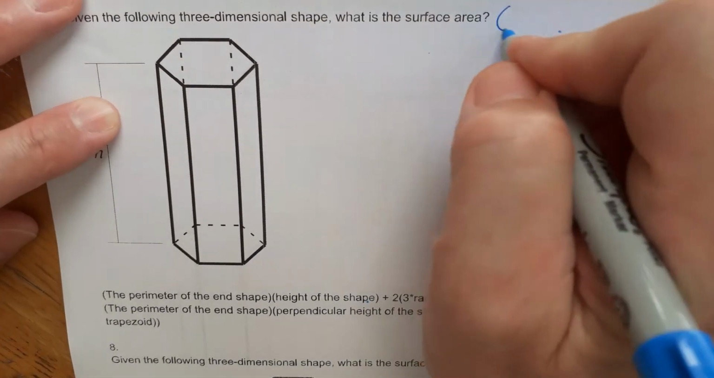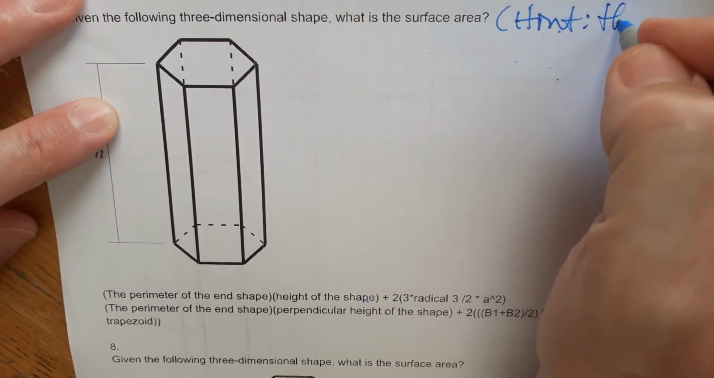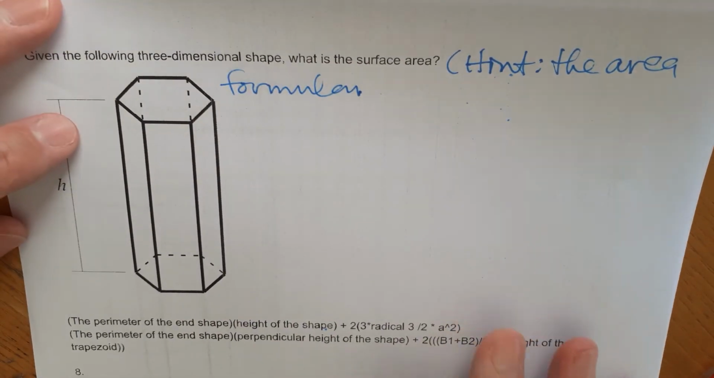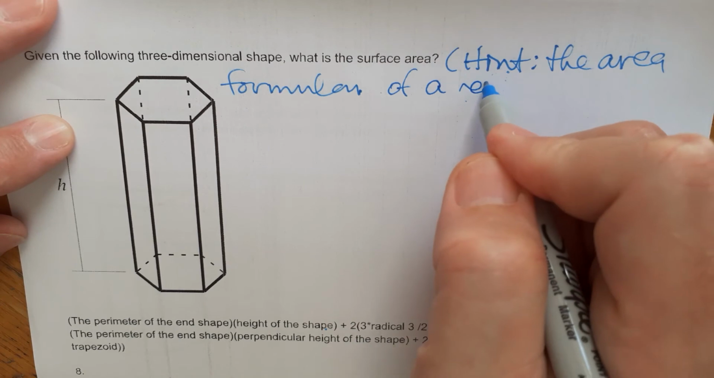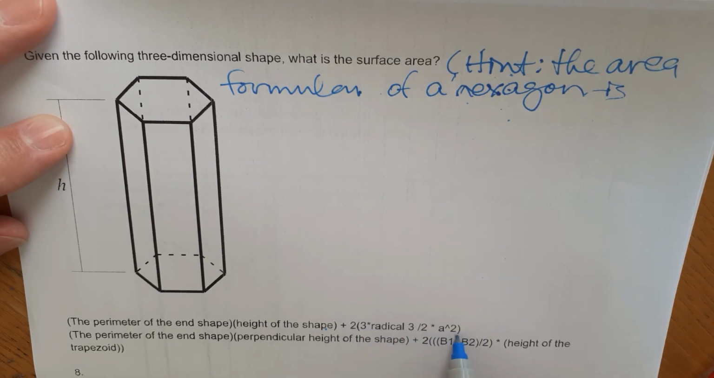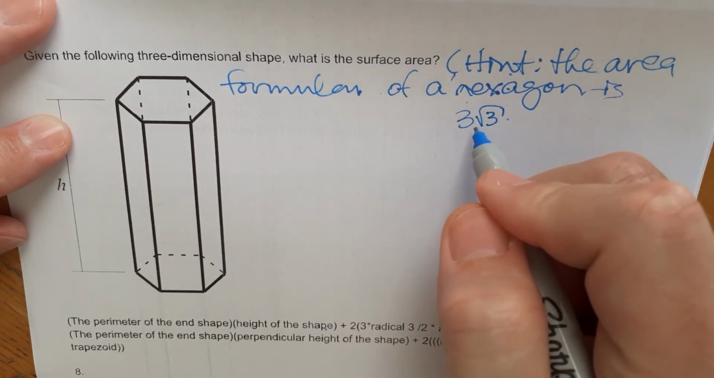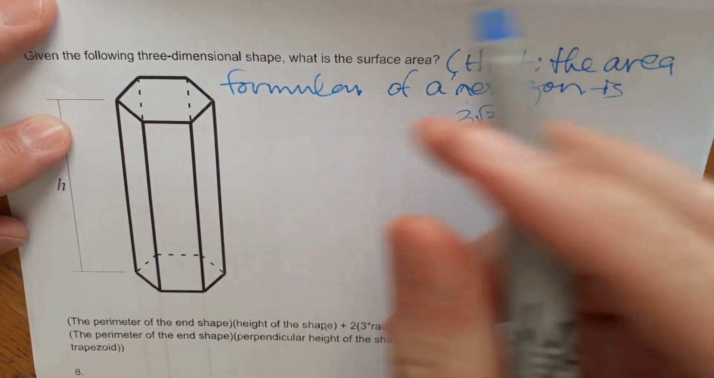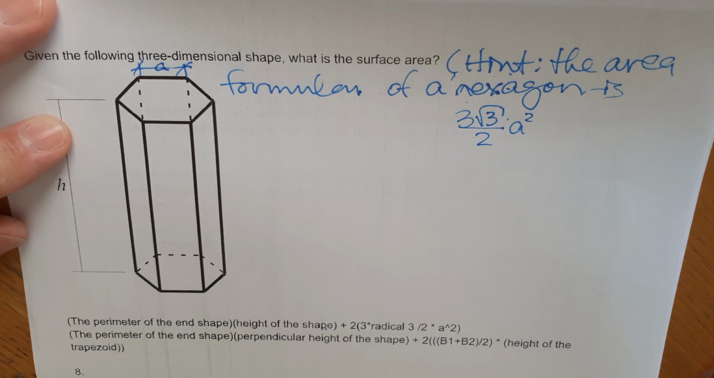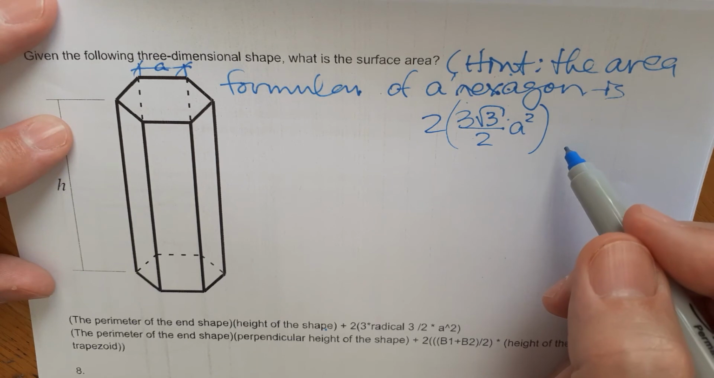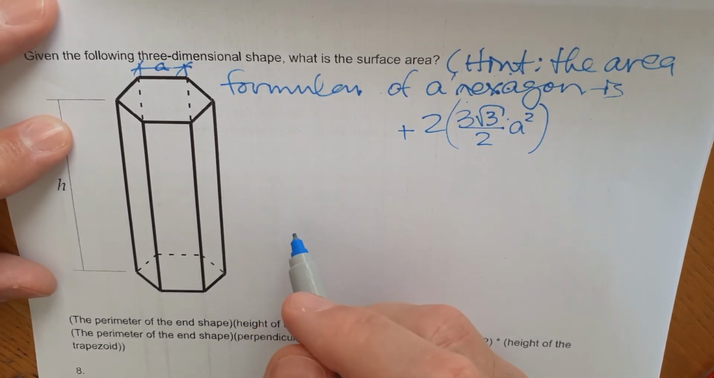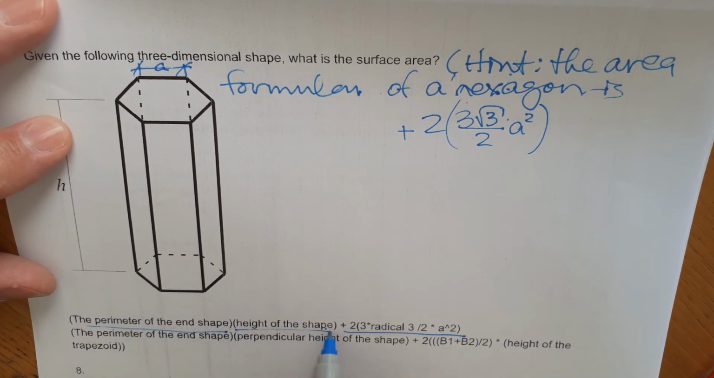So I think they should have spelled out here, given us a hint. Hint, the area formula of a hexagon is, it's this down here. It's 3 radical 3 over 2 times a squared, where this length here is what defines the a dimension, that side of it. All right, so that's going to give us the area of the end piece. There's 2 of those. And so we have 2 of those times 3 radical 3 over 2, right? Plus, we need to unroll the thing, and so we need the perimeter of the end shape times the height of the shape.